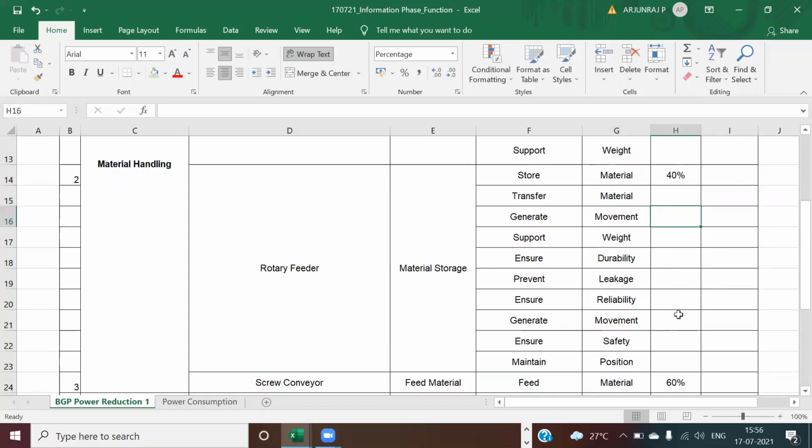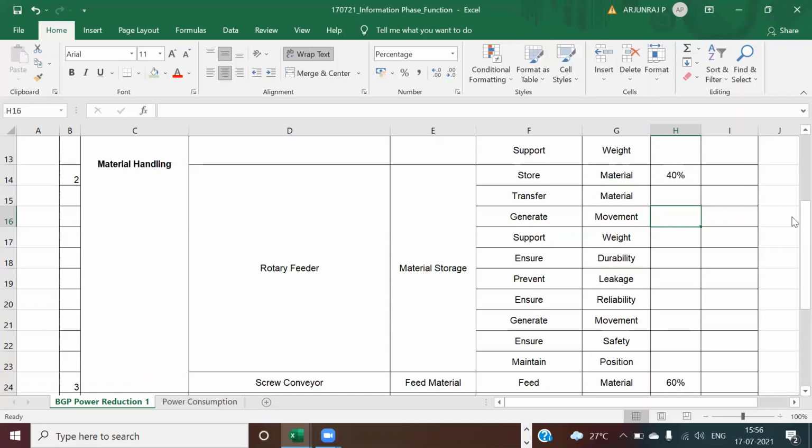Yes, store material, transfer material, generate movement. Is there any other function left for this? Rotary feeder. This is a very sharp edge. If we kept it in the open, something can be cut through this. This is a very sharp edge, so safety is important. Through this, some material can be cut. Okay, cut the material. Material size can be done.